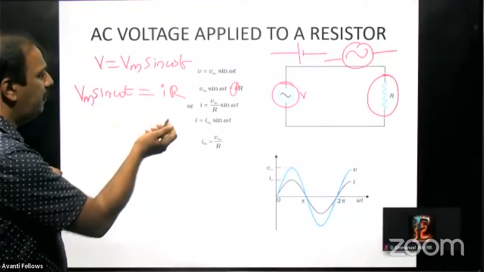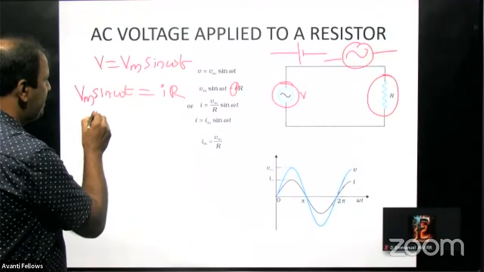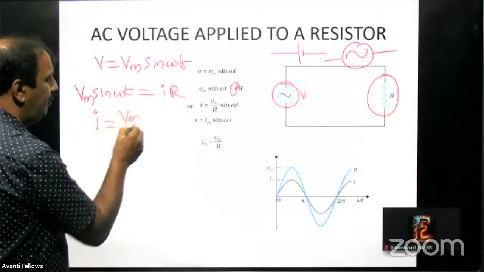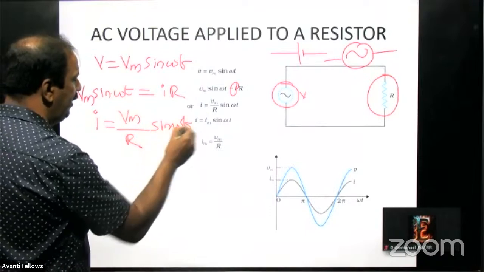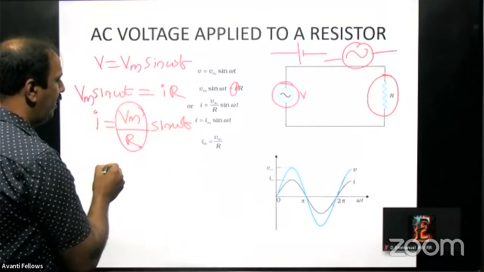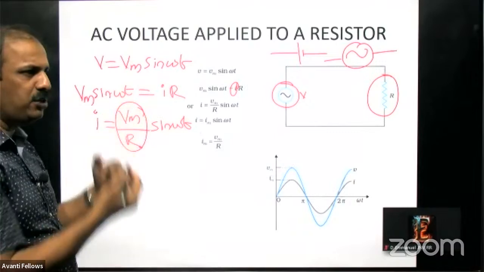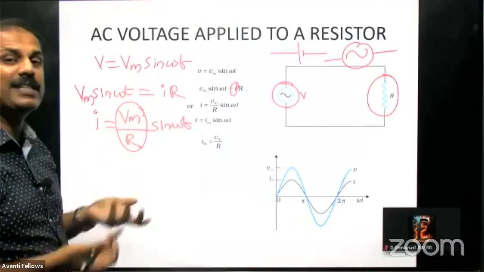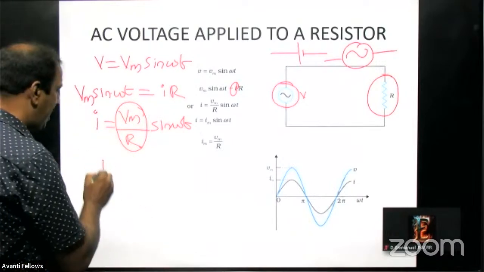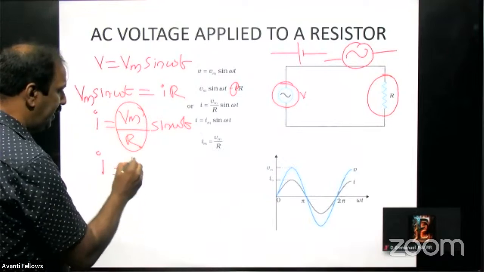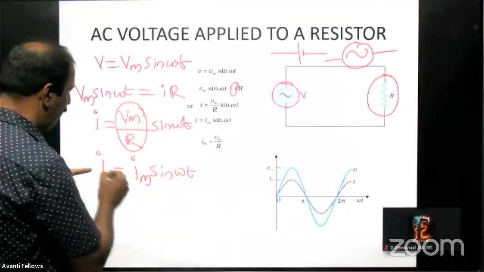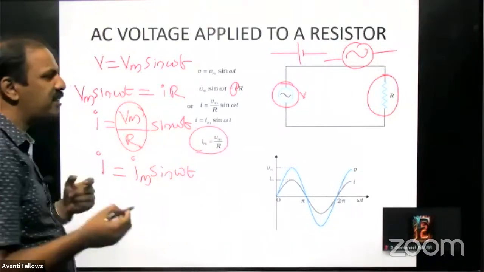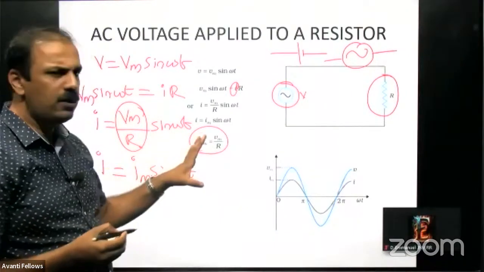So from this one, we can write I is equal to Vm by R into sin omega t. So this Vm by R means maximum voltage by resistance. That will be the maximum current. So we can write I is equal to Im sin omega t, where this Im is equal to Vm by R. That's the maximum current.